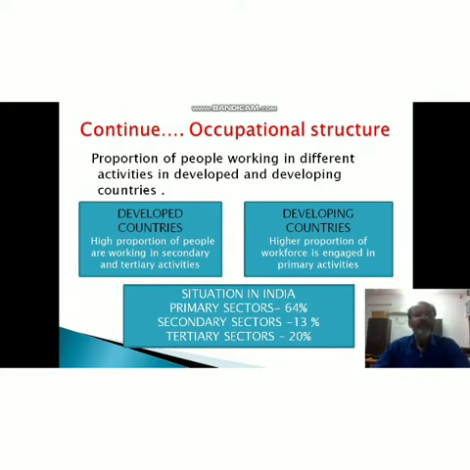And we know the proportion of people working in different activities in developed and developing countries. In developed countries, most of the people are working in secondary and tertiary activities, but in developing countries, a higher proportion of the workforce is engaged in primary activities. What is the situation in India? In the primary sector, 64% of the population, secondary sector 13%, tertiary sector 20%, are engaged.